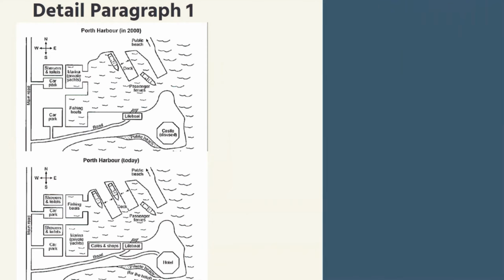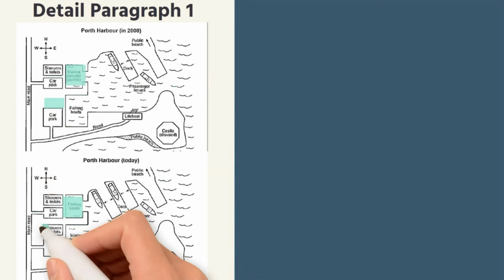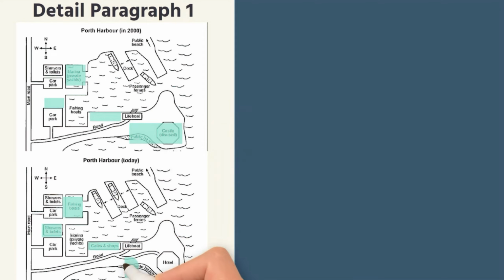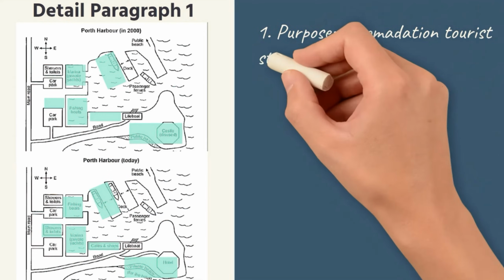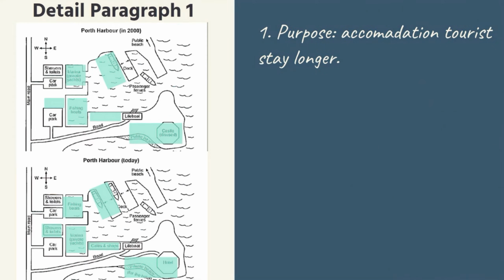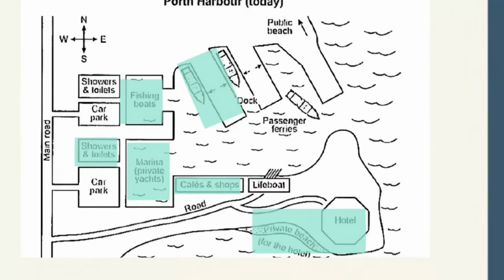Now let's plan together. First sentence is the topic sentence, just to repeat the purpose of the changes, which you can say better accommodations like hotel will make the tourists stay longer. Second sentence, look at the blue areas on the diagram. Describe them one by one, and the order is up to you.